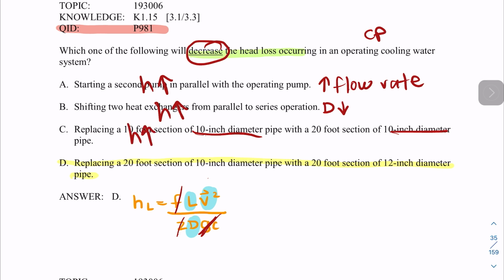So that's not it. But if we do the opposite, if we reduce this value, the length, we are kind of reducing this other one. So that's the one that we want. So yes, if we increase the pipe diameter, we're going to reduce the head loss. So yeah, that's the answer for this one.